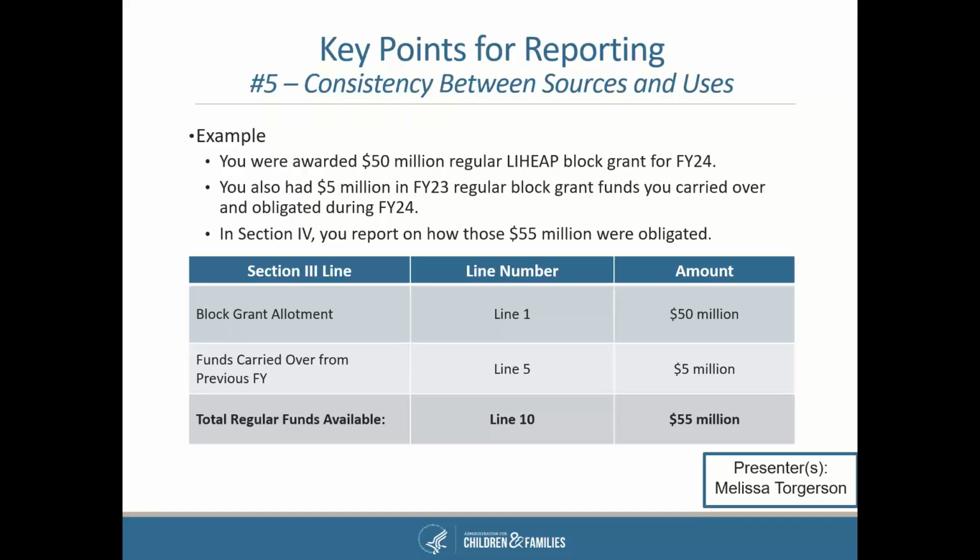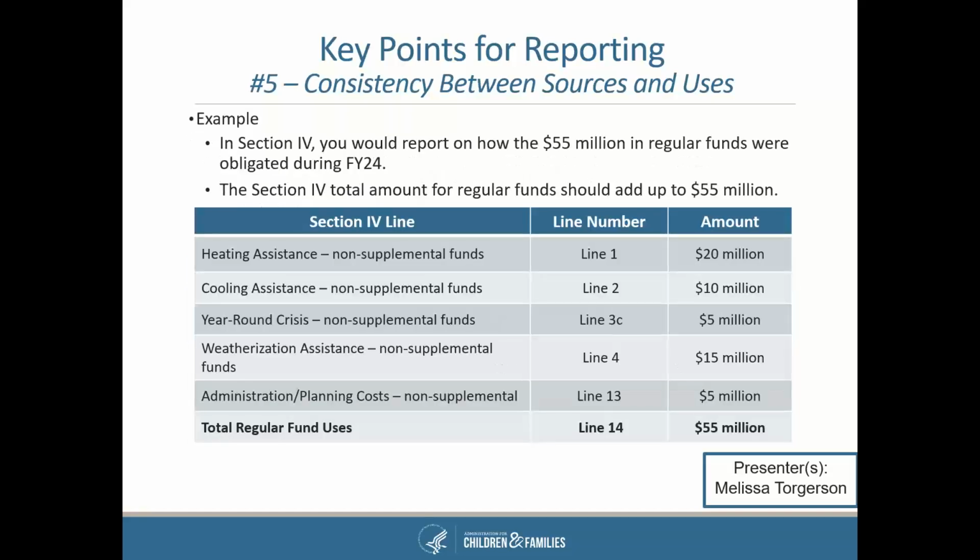So for example, you were awarded $50 million of regular LIHEAP block grants for FY 2024. You also had $5 million in FY 23 funds that you carried over to obligate in 2024. So you have $55 million of funds available to obligate. In the next section, you're going to report how you did that.